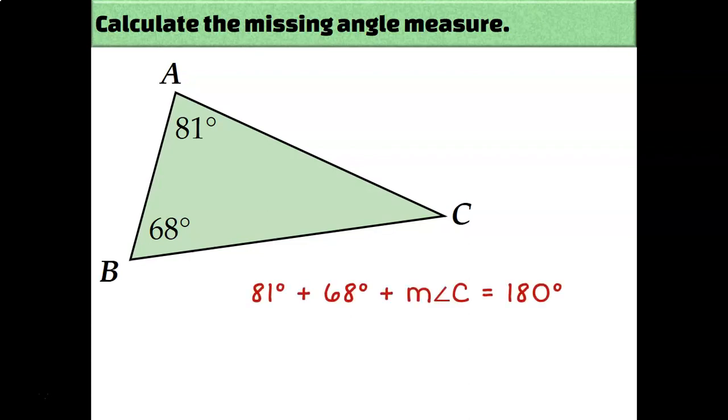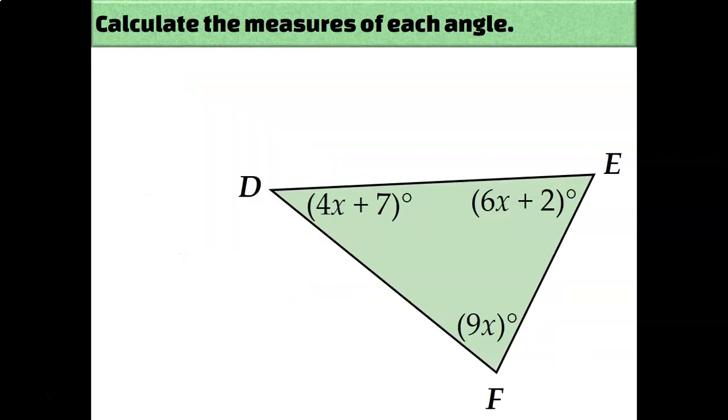I could write this equation to solve. 81 plus 68 plus the measure of angle C is equal to 180 degrees. And if I subtract 81 and 68 from both sides, I get an answer of 31 degrees. You can also apply this theorem to a more algebraic context like this one. We're going to have to set up an equation and solve for x, and then plug x back in to figure out the angle measures.